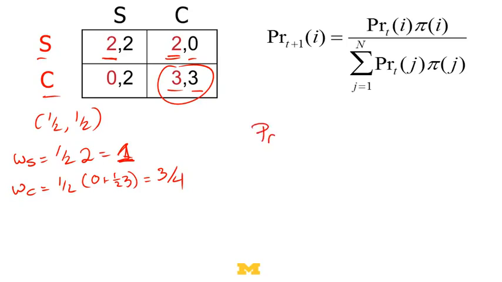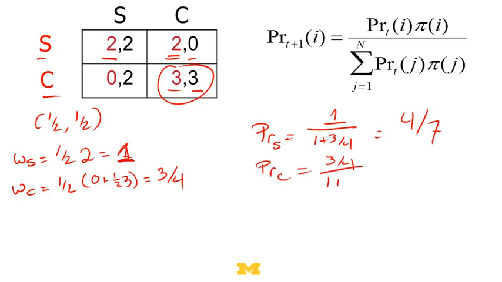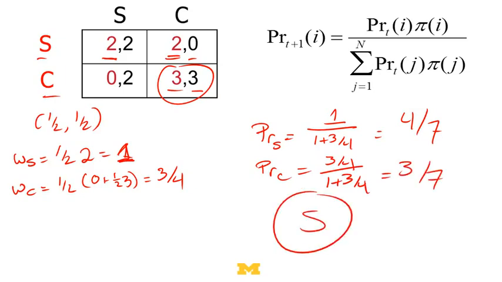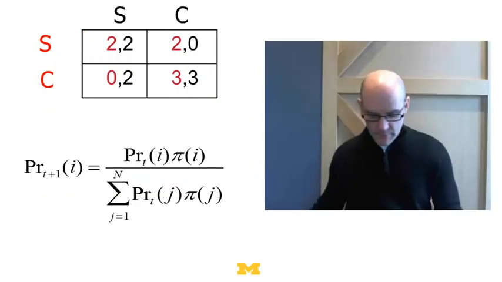So now if I want to ask what's the probability that someone drives an SUV in the next period, that's going to be 1 over 1 plus 3/4, which is 4/7. And if I ask what's the probability that someone drives a compact, that's 3/4 over 1 plus 3/4, which is 3/7. So what we see is a drift towards SUVs. And so what we're going to get in this game is that people drive SUVs.